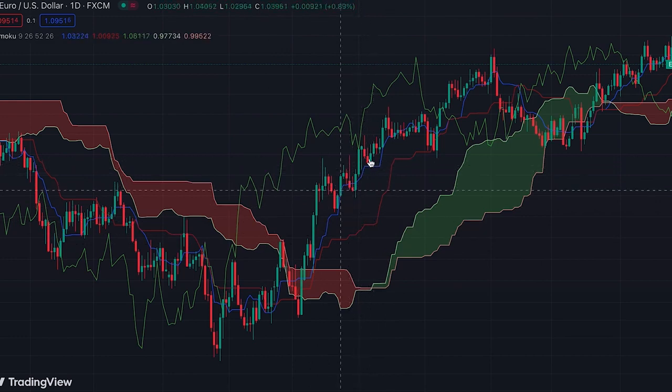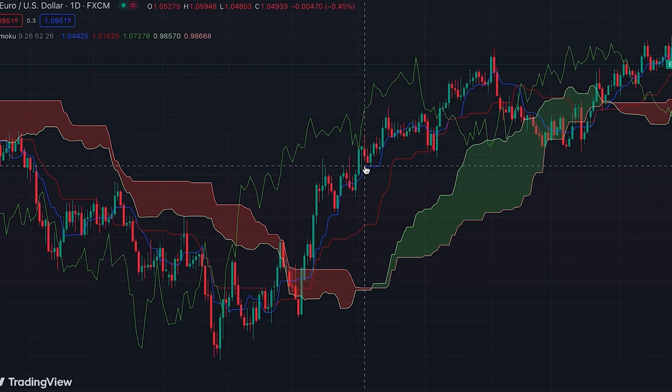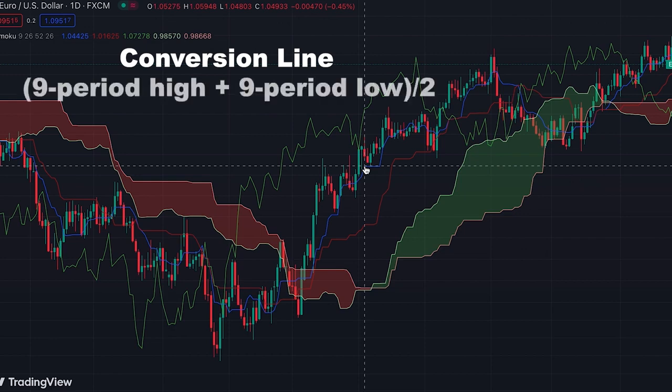This blue line that you see here, which is actually the fastest line here and moving very closely to the price action, is called the conversion line. It's the most sensitive line among others in this indicator. The formula for the calculation of the conversion line is 9 period high plus 9 period low divided by 2.